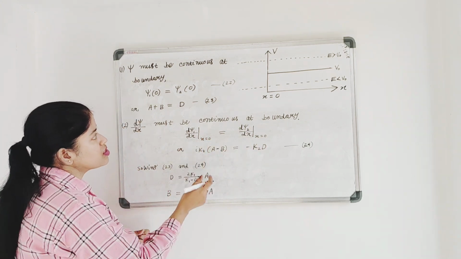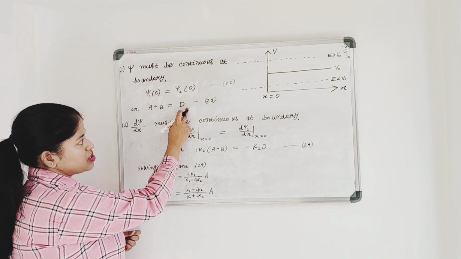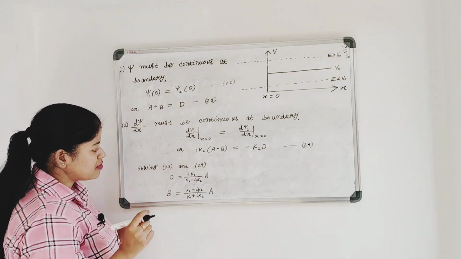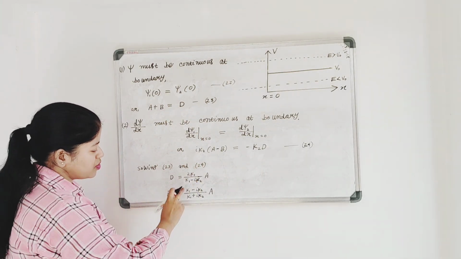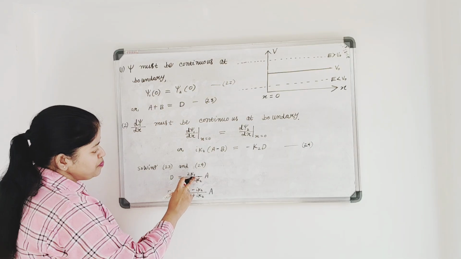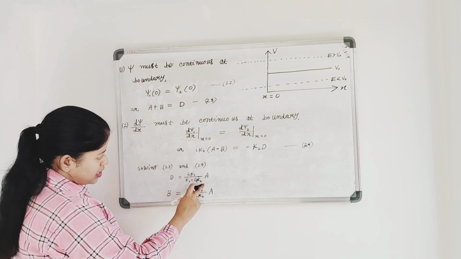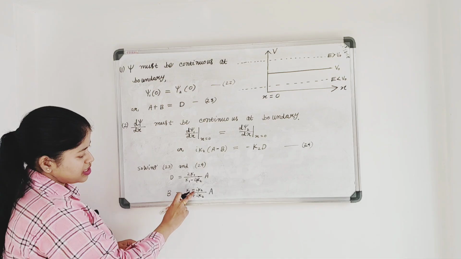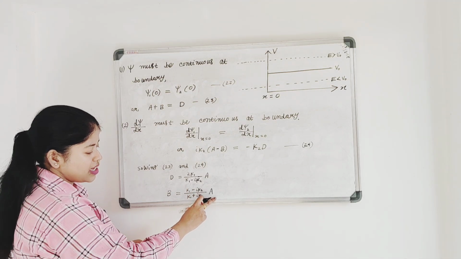Applying these two conditions on psi 1 and psi 2, we get equations 23 and 24. After solving equations 23 and 24, we get d equals 2k1 by k1 minus i k2 into a, and b is k1 minus i k2 by k1 plus i k2 into a.